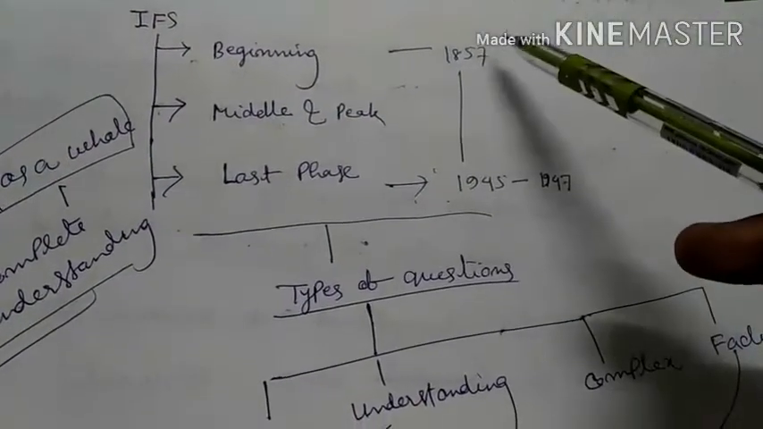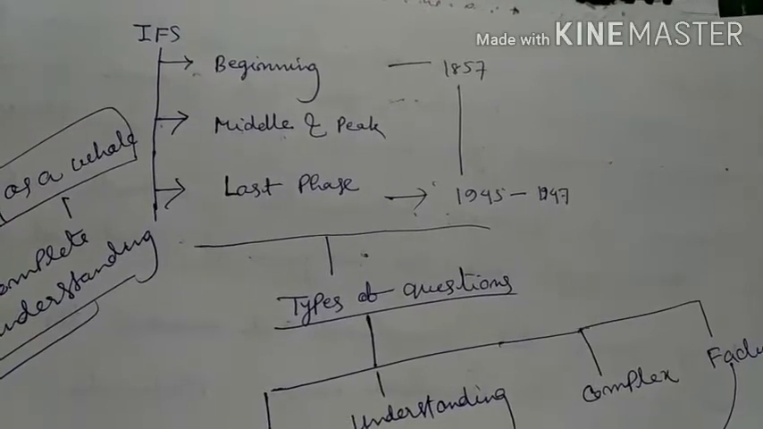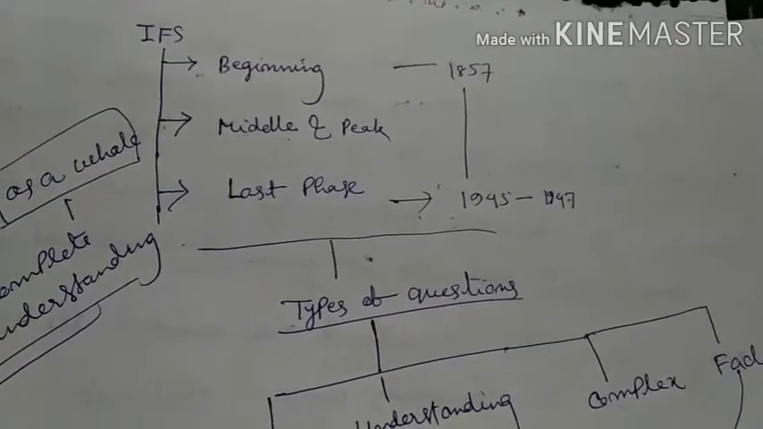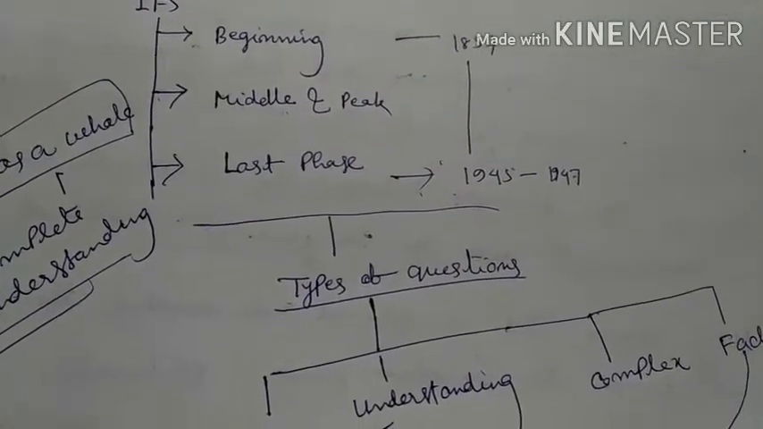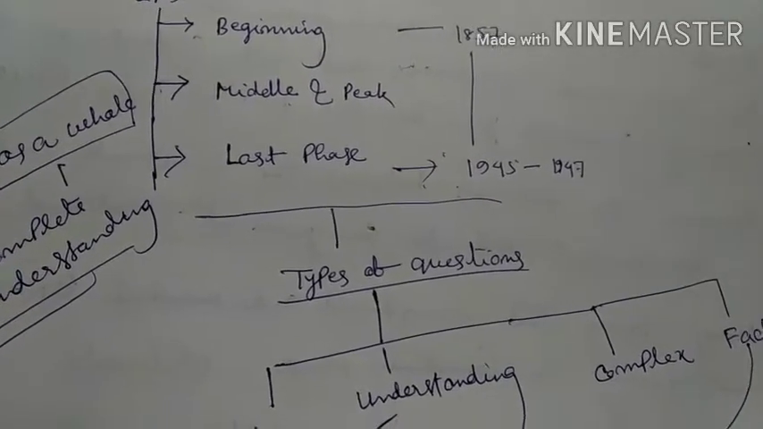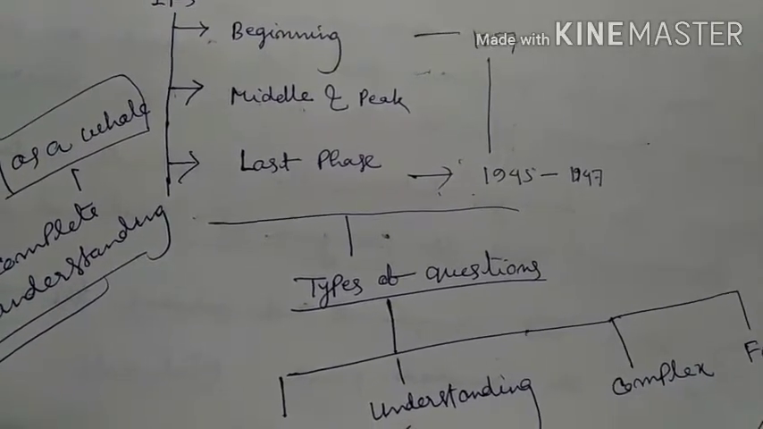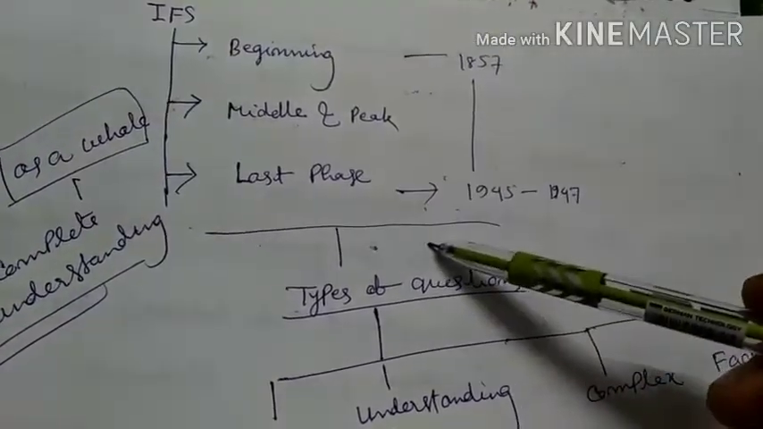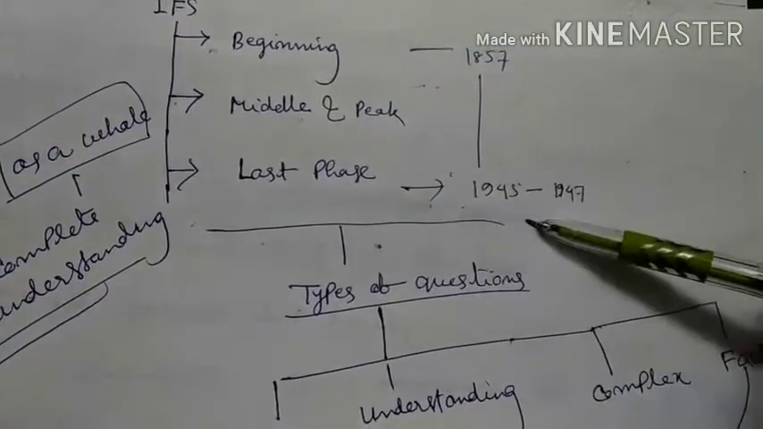That means right from 1857, the initiation of Indian freedom struggle, or you cannot say rightly Indian freedom struggle, but the initiation of Indian nationalism. The primeval root of Indian nationalism, which began right from 1857 and which got its peak in 1945 or 1947. So the questions are asked from all these three phases, meaning the beginning of the Indian freedom struggle, middle and peak phases, and last phases.